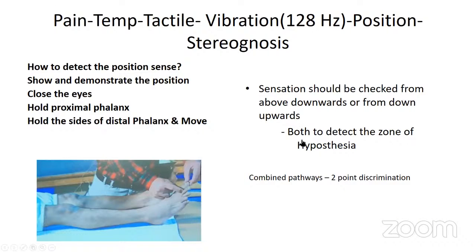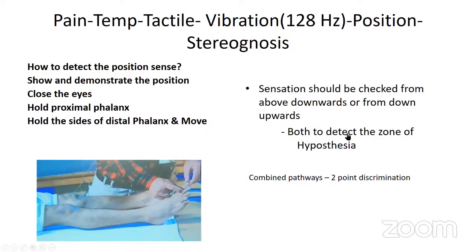So another important question is, suppose there is anesthesia in both the lower limbs. So should sensation be checked from above downwards or from below upwards? What is the answer? Both. So the answer is we have to check above downwards and also below upwards, both.